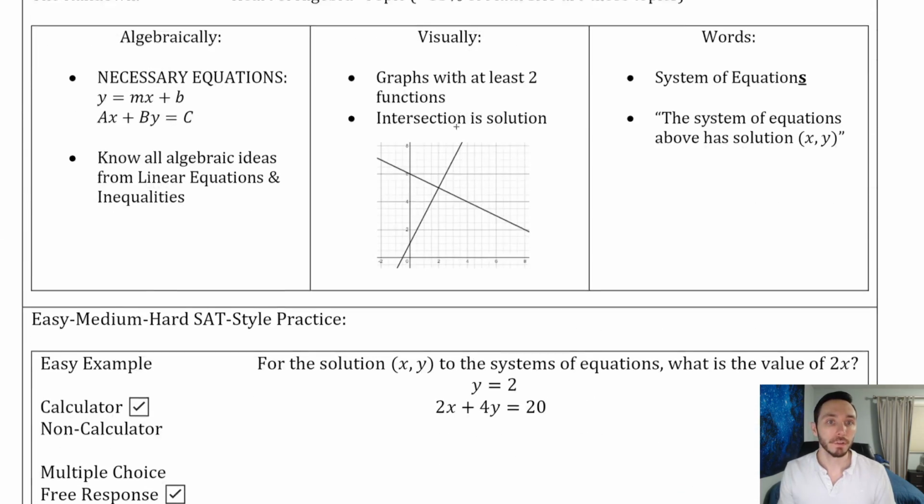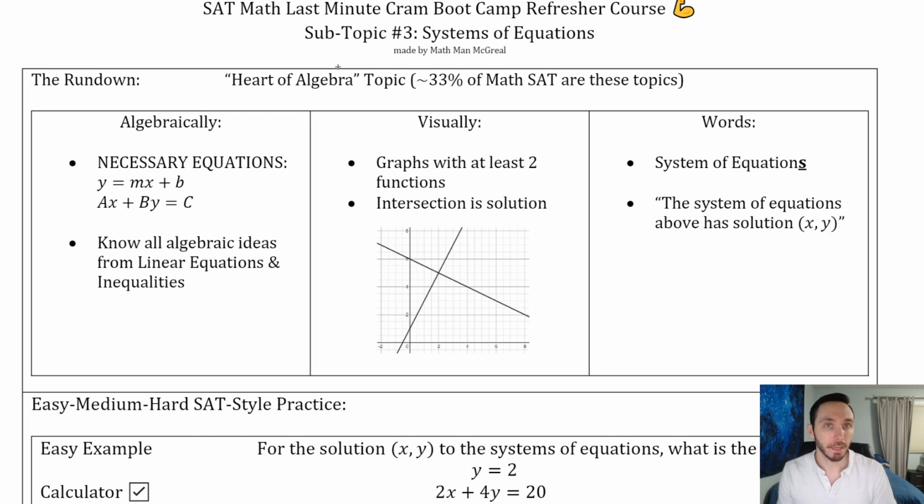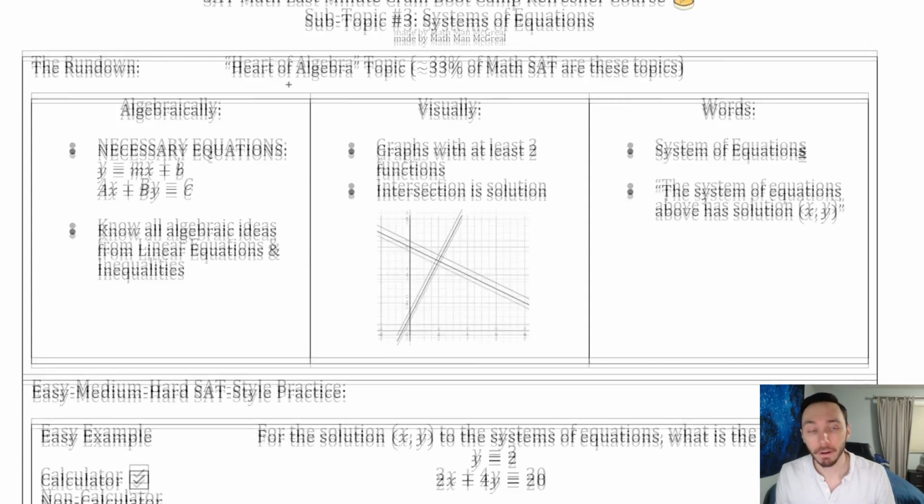So do these 3 subtopics make up 100% of the Heart of Algebra? No, but it makes a pretty good percentage of it, and I'm certainly hitting all the formulas and major math ideas that you need from each of these major topics. So I have 3 subtopics for Heart of Algebra. You can look this up. The SAT math has 4 major groups of questions, one being Heart of Algebra.